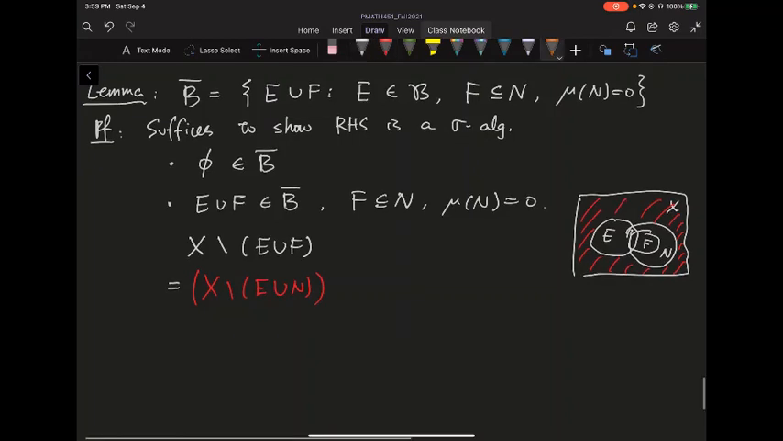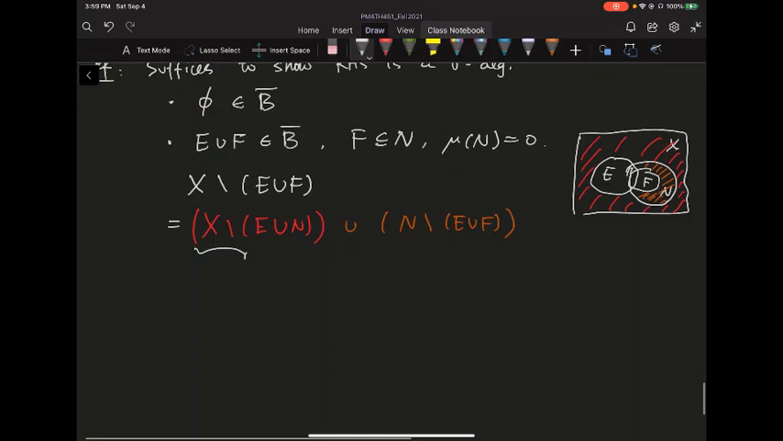And I still need to take something else. I need to take anything that's inside N, but not inside F or E. So I need to union everything that's inside N, but not in E nor F. So I can write it as a union of these two. Now, E and N are from the original sigma algebra B. So the union is again in B, and their complement is certainly in there. So this is an element inside B.